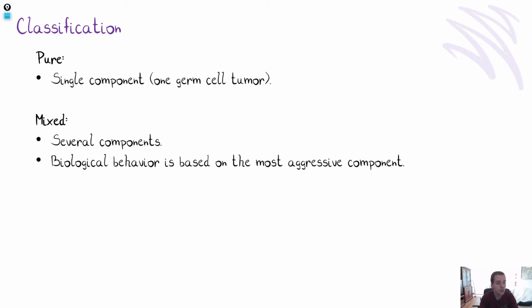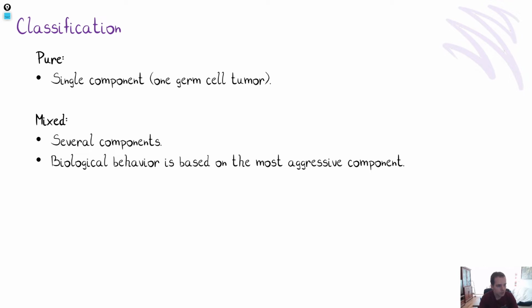Which leads me to the second classification, the pure and mixed tumors. As I said, pure germ cell tumors consist of a single component. There is just one germ cell tumor. And mixed ones contain several components. Basically, any mixture of germ cell tumors is possible, and the biological behavior is based on the most aggressive component. So as I said, the pathologist should be really sure that he or she looks at a pure seminoma, because there can be some tiny hidden component of some non-seminomatous tumor, which will aggravate the prognosis.